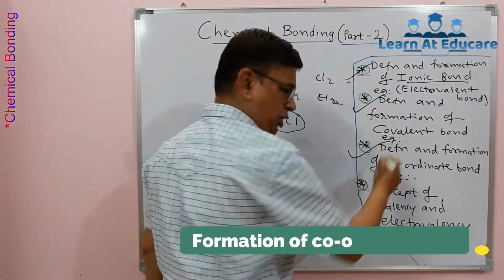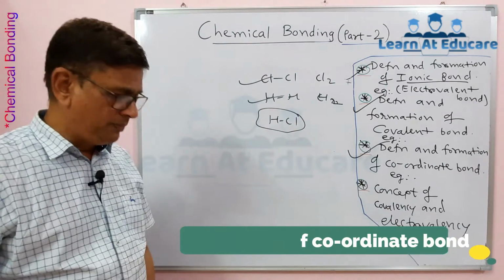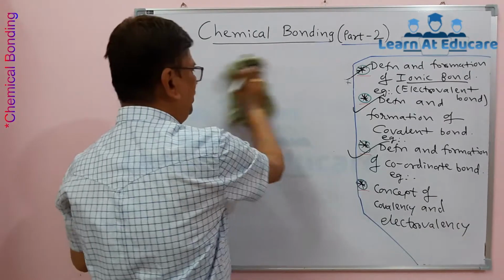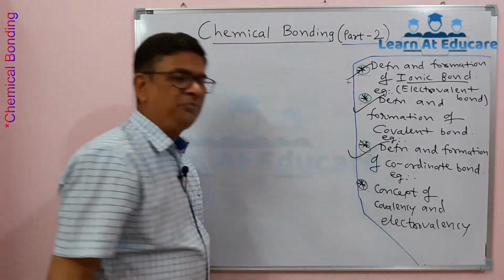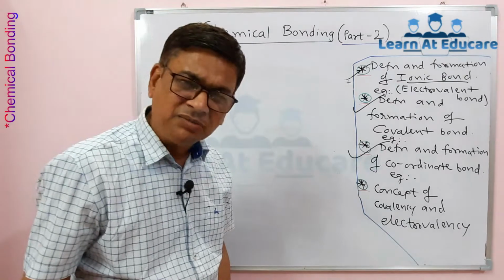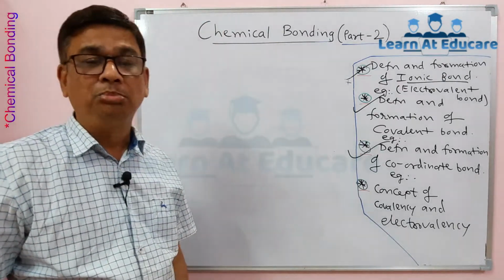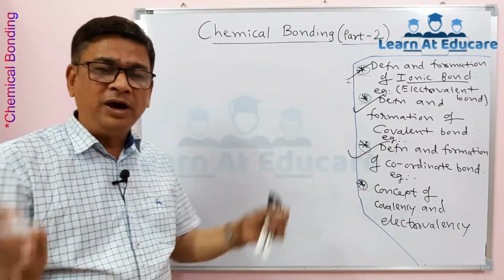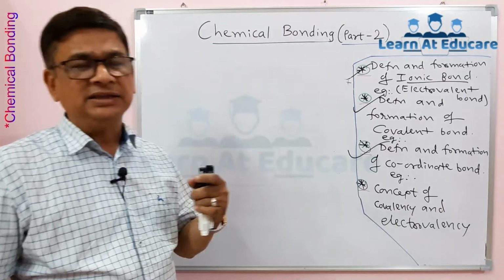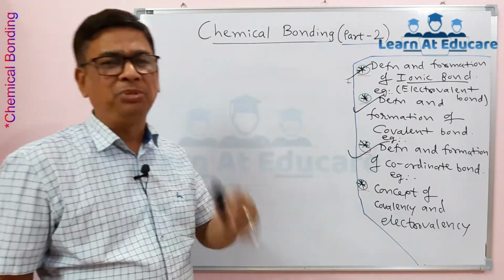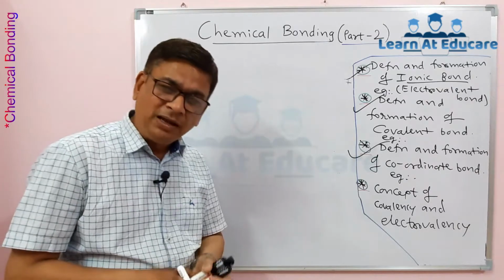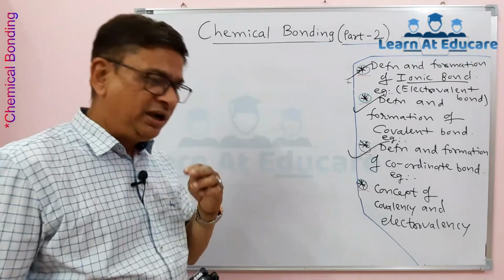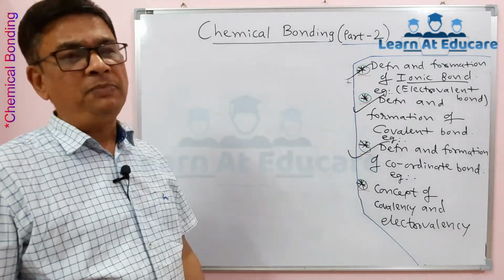Further, we take the formation of a coordinate bond. Remember, a coordinate bond is a special type of covalent bond in which there is sharing of a pair of electrons between two atoms like in a covalent bond, but the pair of electrons does not come one each from the two atoms. Here it is donated by one atom for sharing purposes. That means the electron pair of one atom is shared by two atoms. However, that shared electron pair is said to be the lone pair of electrons.